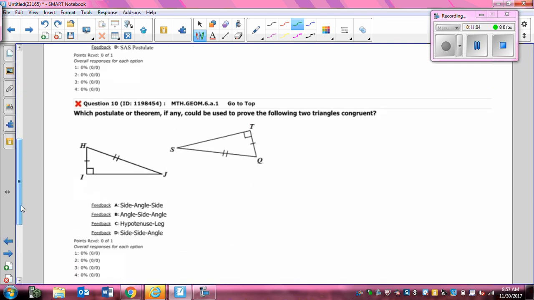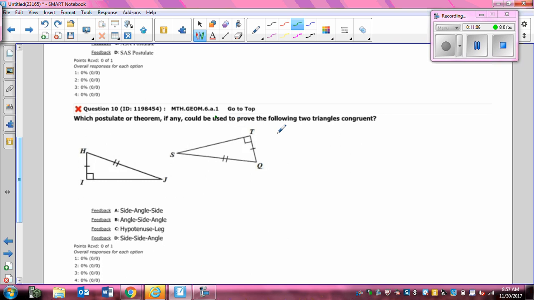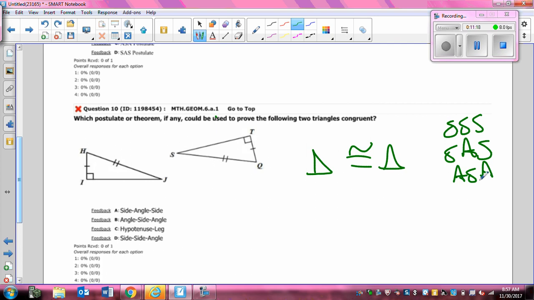Same on this one. Which postulate or theorem can be used to prove that your two triangles are congruent? Whenever we're saying this triangle is congruent to another triangle, my reasons are going to be side-side-side, side-angle-side, angle-side-angle, angle-angle-side, or HL. We have those 5 reasons. And this is a 90-degree triangle, so this might actually be our first HL.